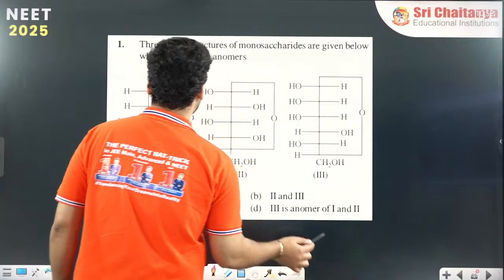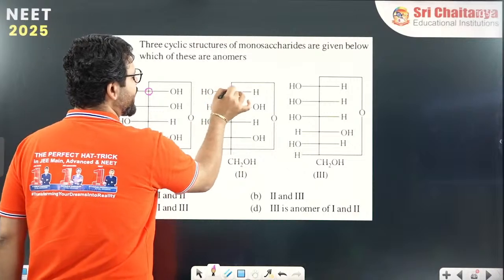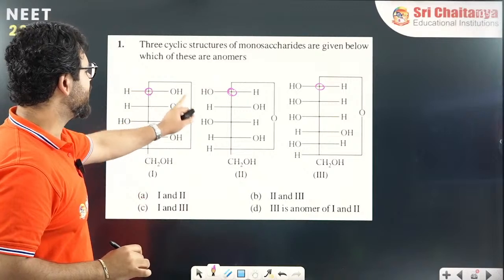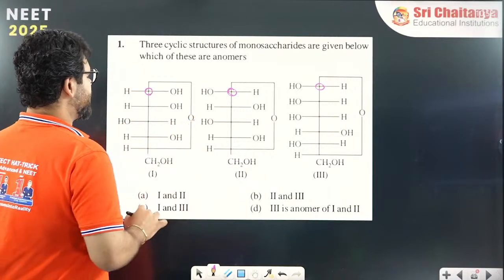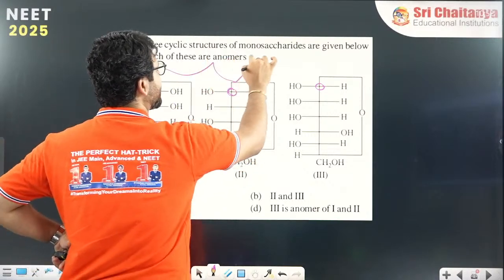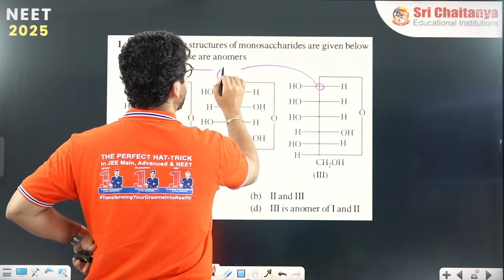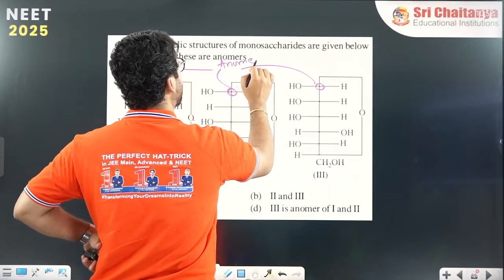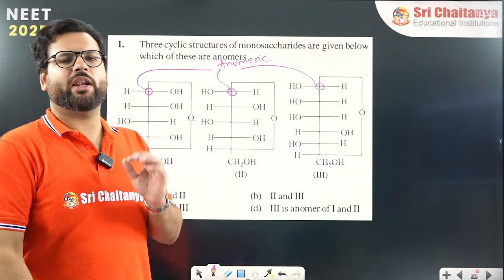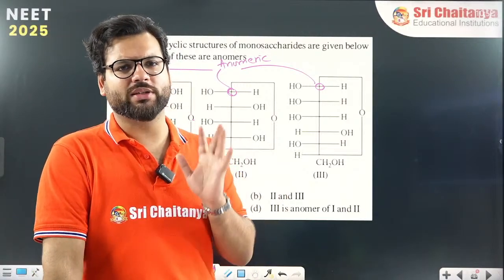Anomers only differ in the carbon which is the anomeric carbon. This is called the anomeric carbon. The carbon which is directly attached to the oxygen of the ring, we call it anomeric carbon. These three carbons, this one, this one, this one, they are anomeric carbon. What are anomers? Anomers are two diastereomers whose configuration is only different at the anomeric carbon. Every other carbon's configuration must remain the same.